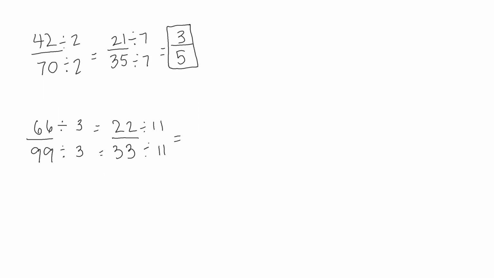So 22 divided by 11 would be 2. 33 divided by 11 would be 3. 2 and 3 have no common factors, so you have a reduced fraction. All right. So let's look at a few more examples and we'll wrap up this video.